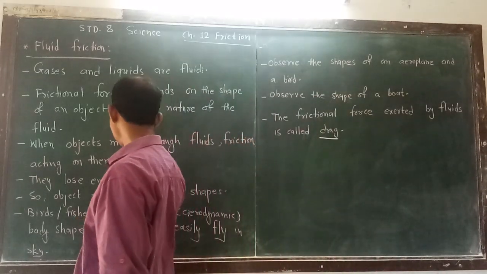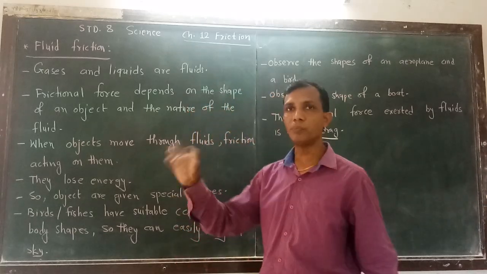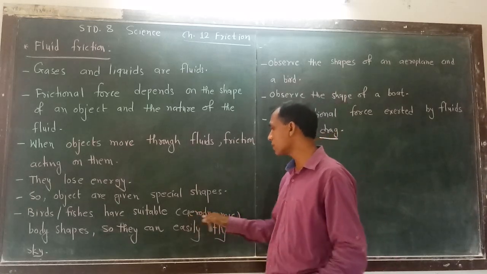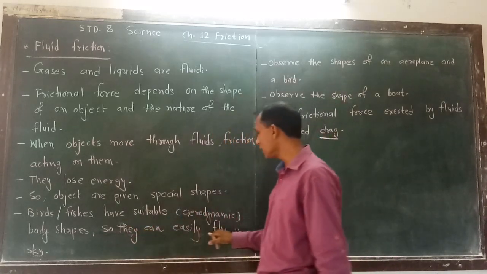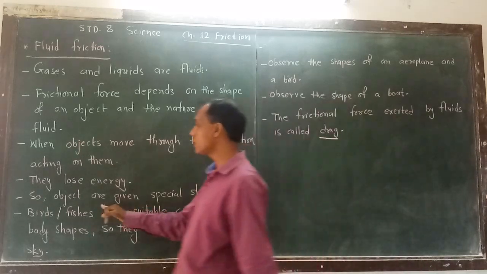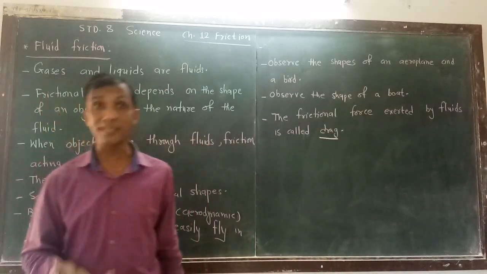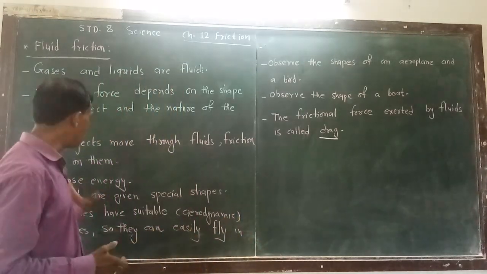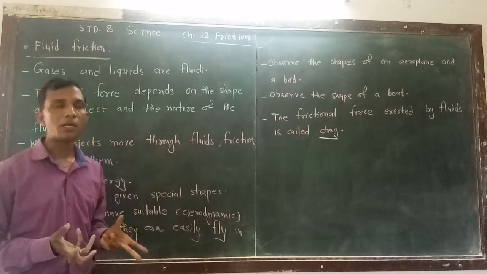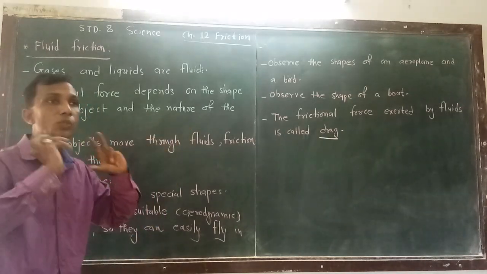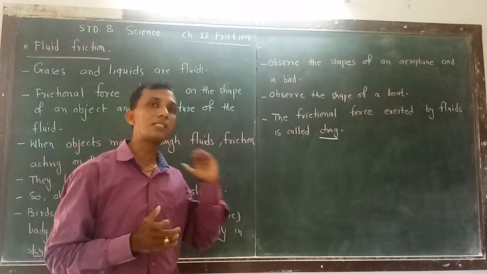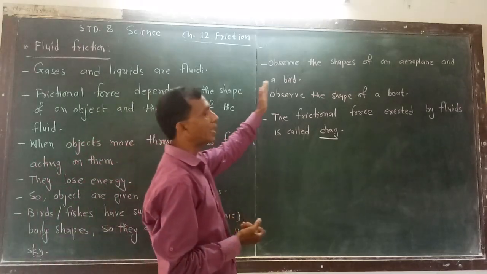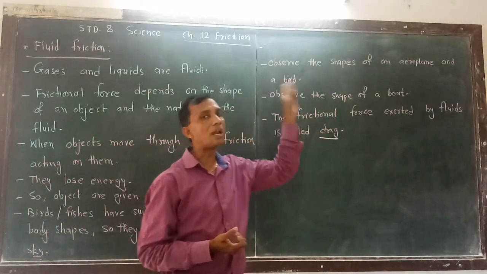Birds and fishes have similar shapes, and this shape is aerodynamic. With this body shape, birds can easily fly in the sky and fishes can swim easily in the water. Such an aerodynamic shape reduces the friction of the air, and they can easily move in such fluids. Observe the shape of an aeroplane and a bird. Both are very similar, an aerodynamic shape.